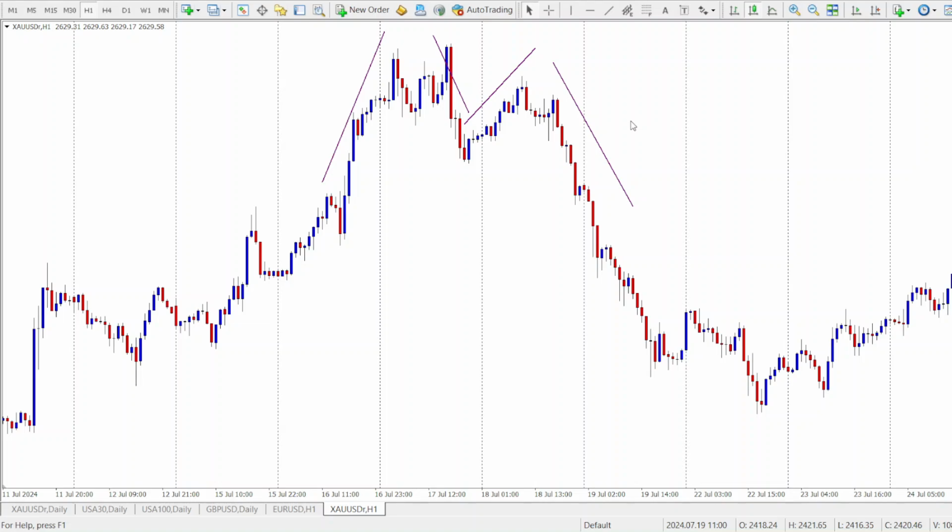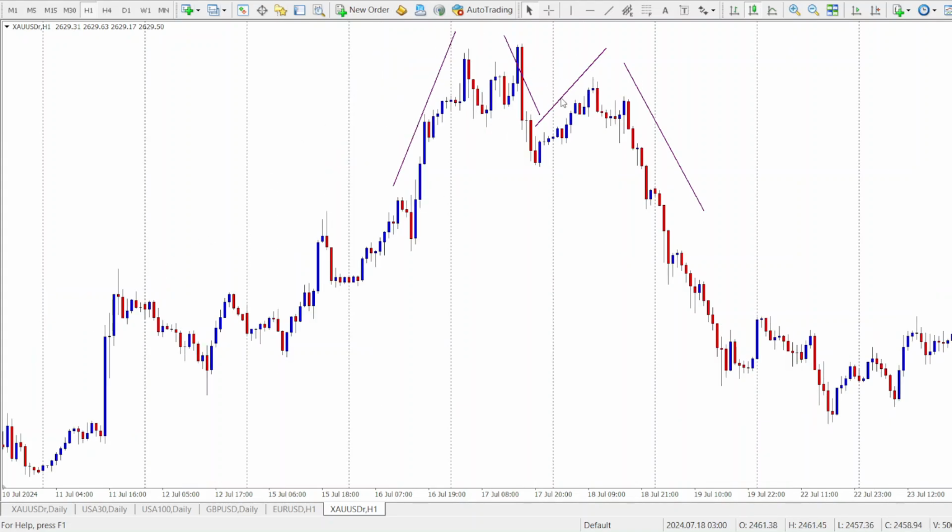Now, the M pattern is a potential reversal pattern, right? When the M pattern forms, it shows that a bearish trend is about to start or a bullish trend is about to end, right? Most of the time, the M pattern forms at the end of a bullish move and before the start of a bearish move. So as we can see here, we had a bullish move just right before the M pattern formed, okay?